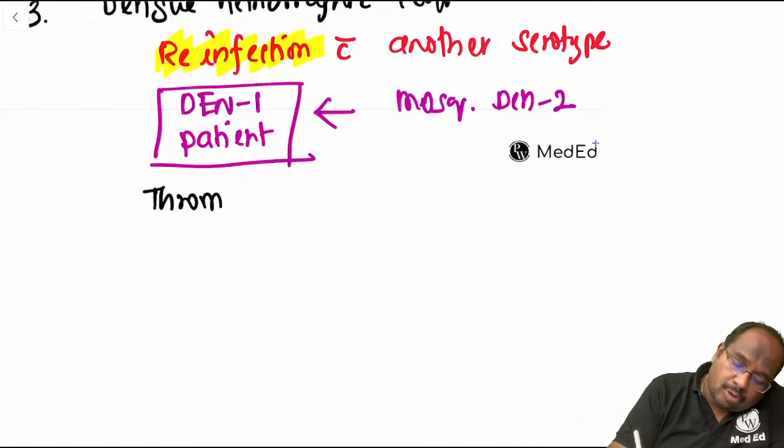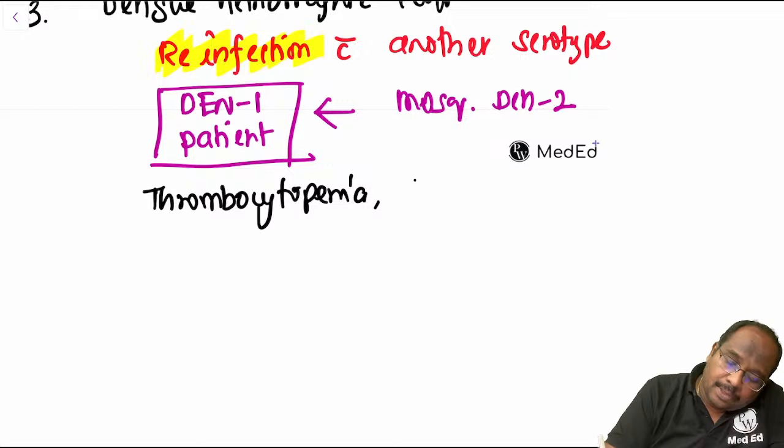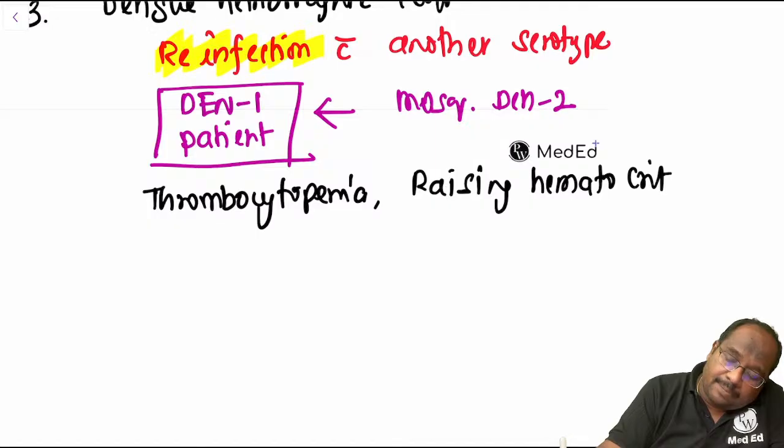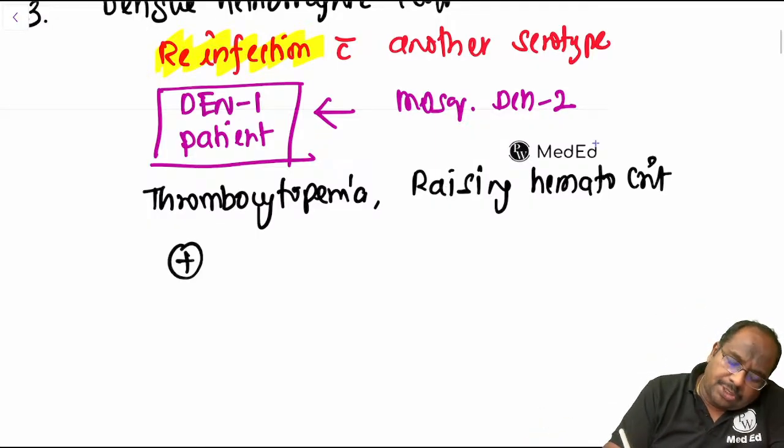Thrombocytopenia. Platelet levels will be less than 1 lakh. Rising hematocrit will be there, and the patient will have a positive tourniquet test.